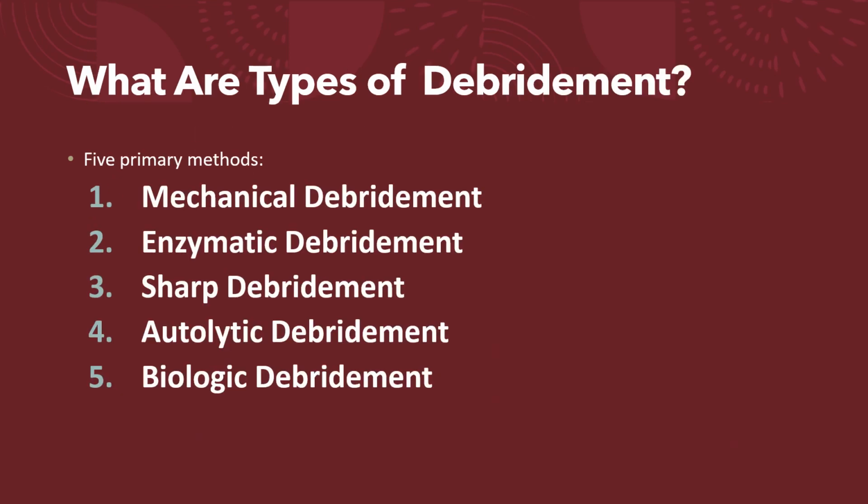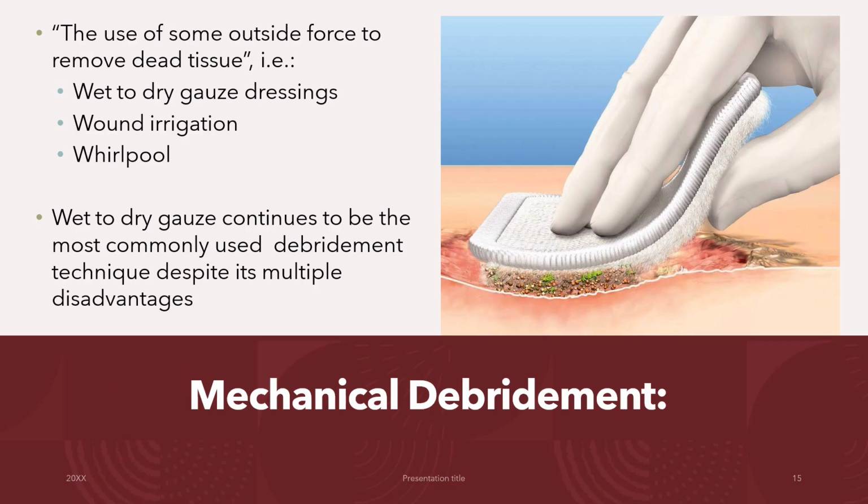So what are the types of wound debridement that we need? It may be mechanical debridement, enzymatic debridement, sharp debridement, autolytic, and biological debridement. What is mechanical debridement? Mechanical debridement is the use of outside force to remove dead tissue, like wet to dry gauze and wound irrigation. Why do we do wet to dry gauze?